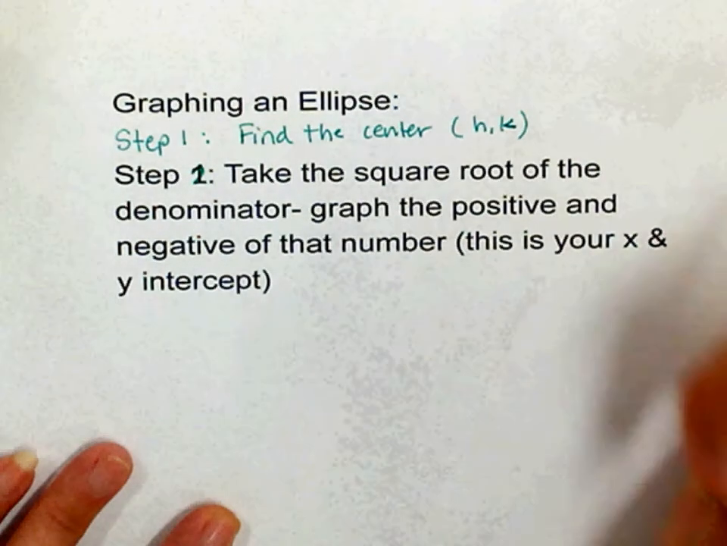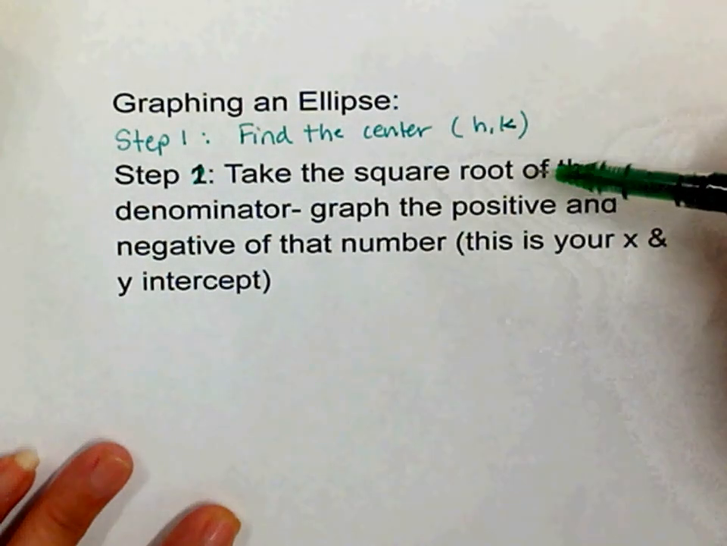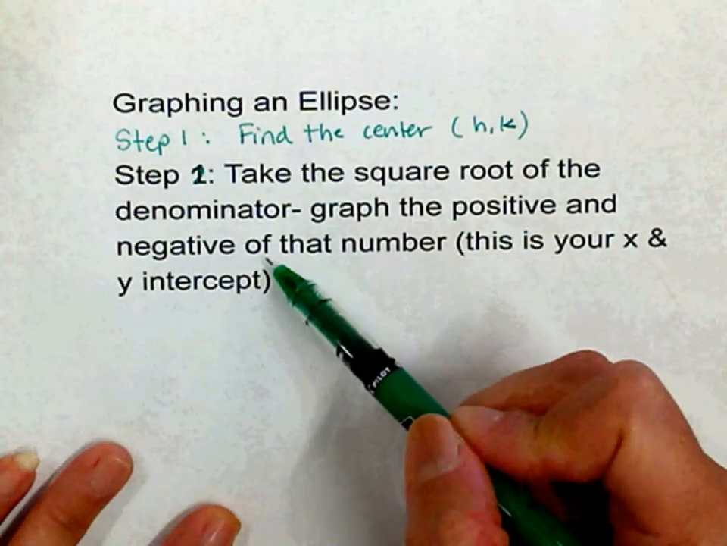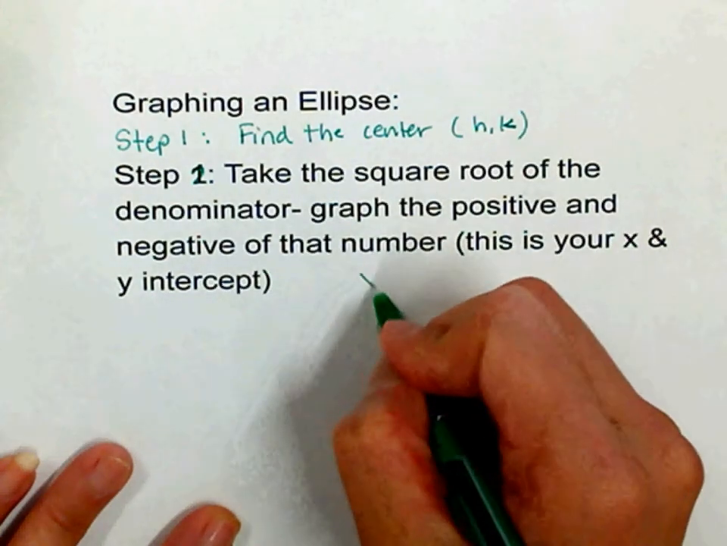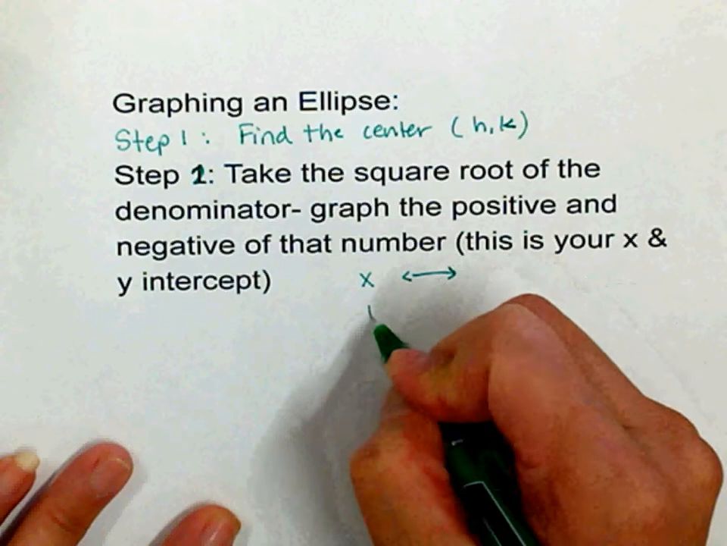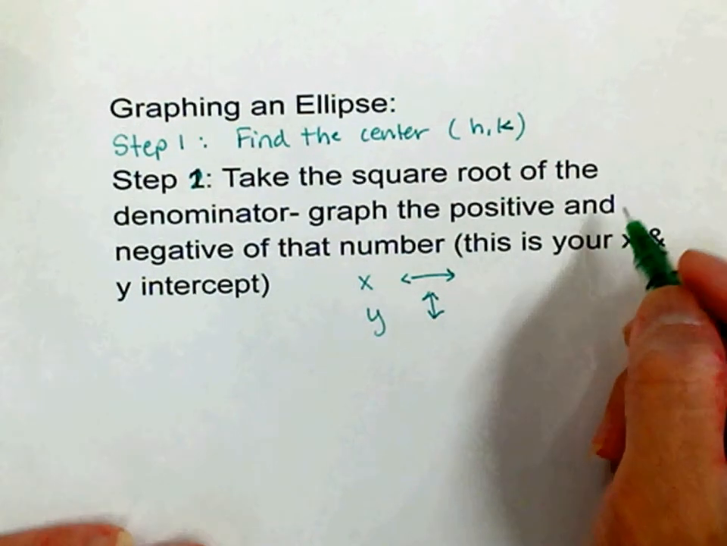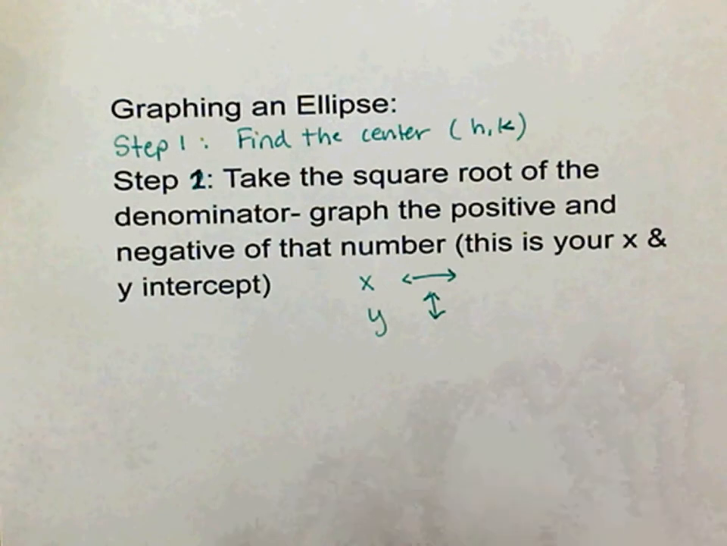Step 2, take the square root of the denominator, that's the number on the bottom, and you're going to graph the positive and the negative of that number. Remember, x goes left and right, and y goes up and down, okay? And from there, you're going to get your vertices.